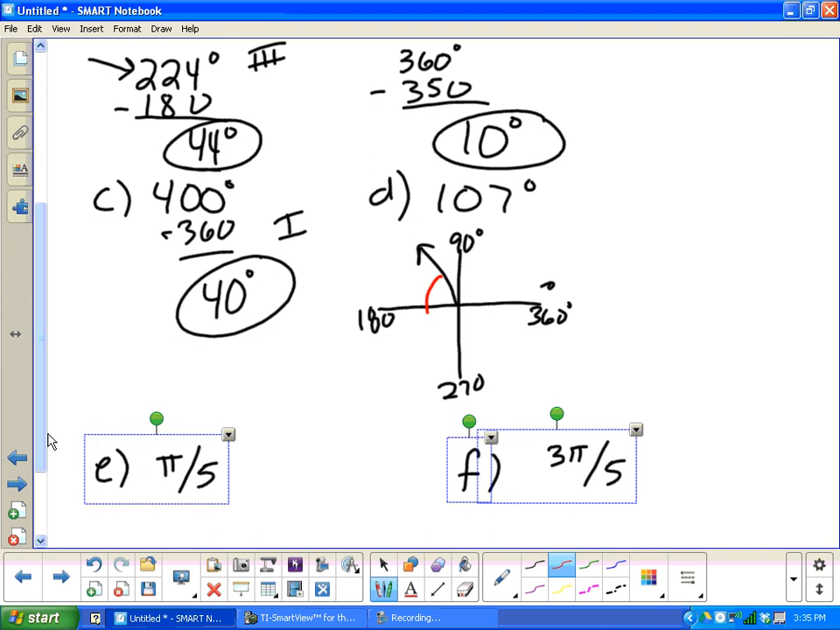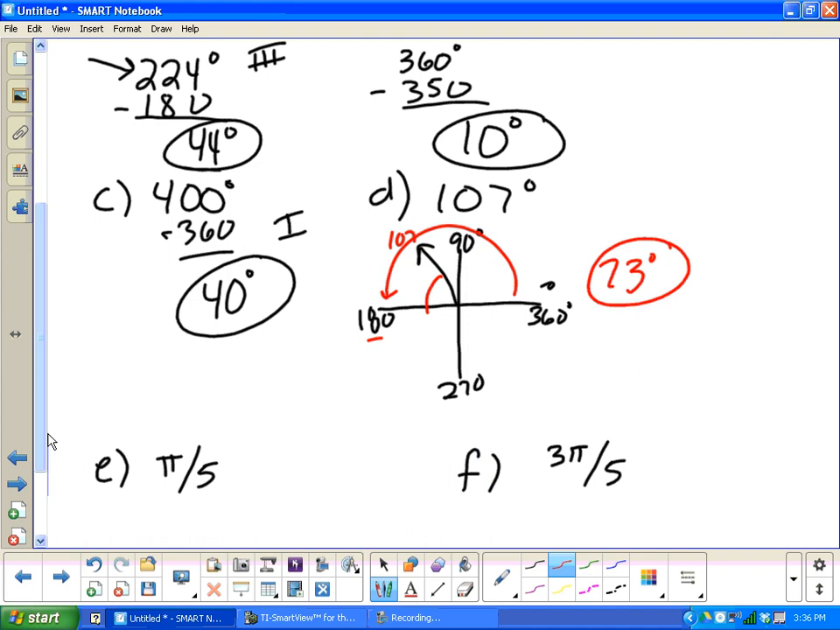And so if we picture it here, all the way to here is 180. So we're just going to say 180 there minus the 107. I'm just going to type it in my calculator here. 180 minus 107 is going to be 73. So my reference angle there is 73 degrees.